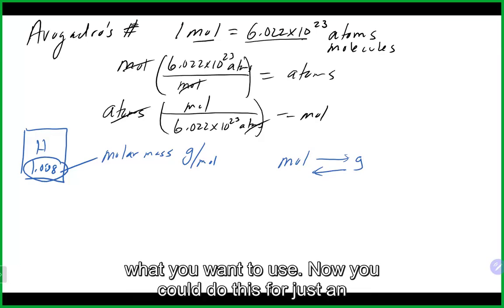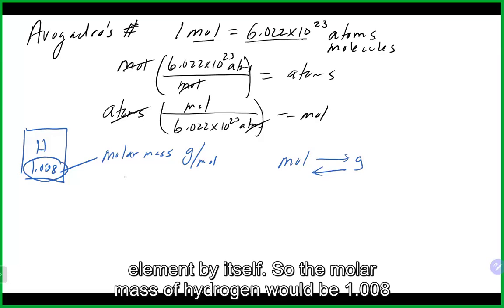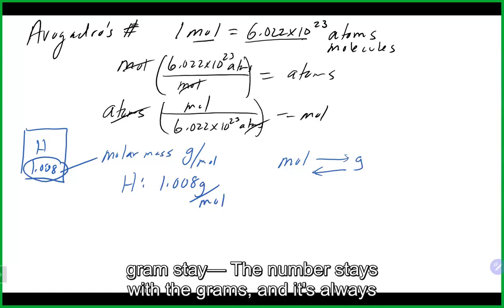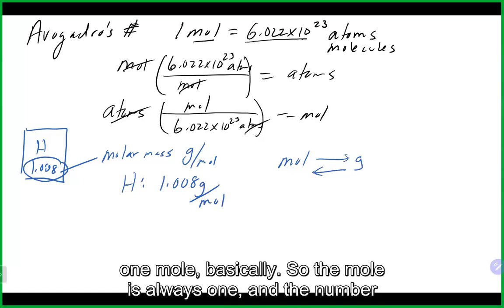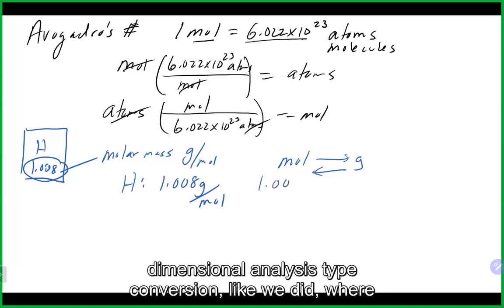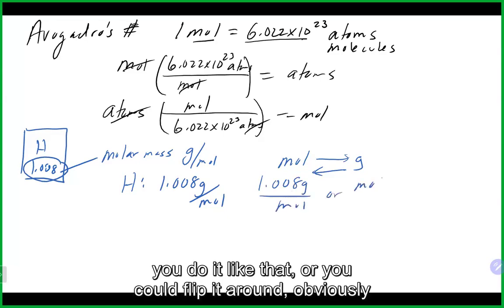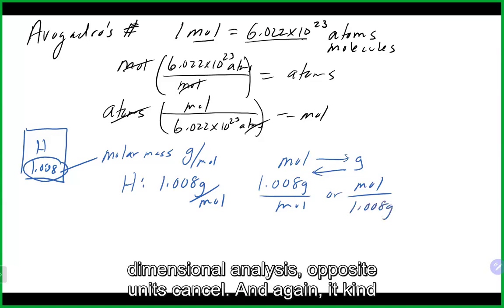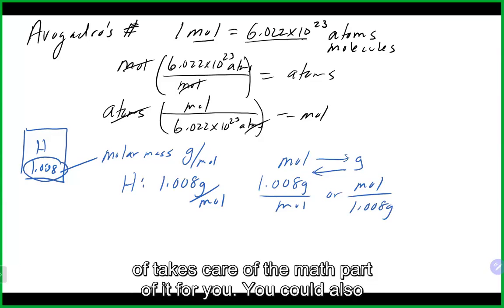Now, you could do this for just an element by itself. So the molar mass of hydrogen would be 1.008 grams per mole, and you can use this as a conversion factor. The number stays with the grams, and it's always 1 mole. So the mole is always 1, and the number stays with the grams part. You could use this as a normal dimensional analysis conversion like we did, or you could flip it around the other way as well. Again, set it up with dimensional analysis, opposite units cancel, and it takes care of the math part for you.